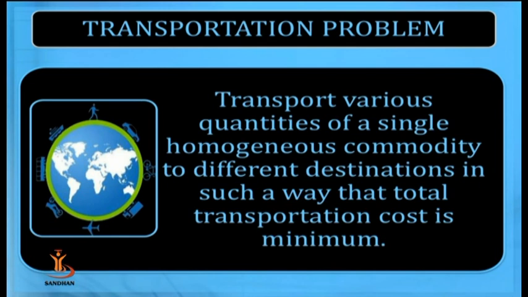What is the transportation problem? As the name says, it is to transport various quantities of a single homogeneous commodity to different destinations in such a way that the total transportation cost is minimum. Let us try to understand what it means. I'll try to explain this with the help of an example.